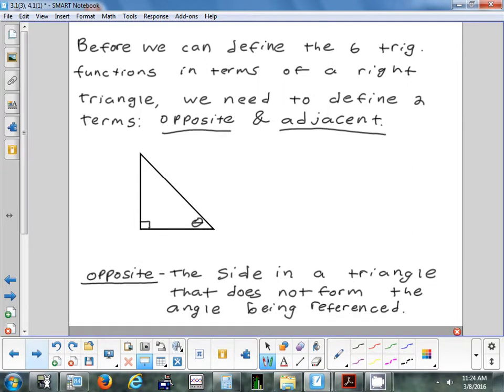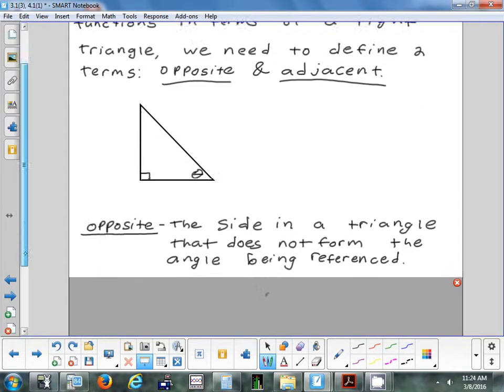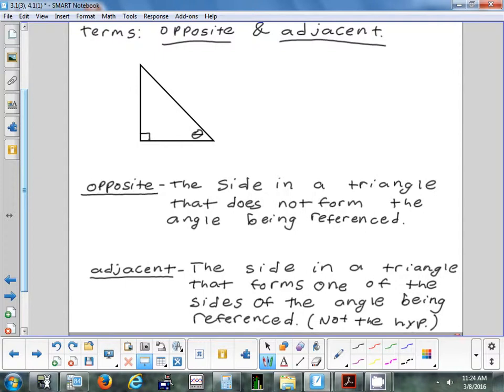So if I put the angle in the bottom, opposite is the side that does not form the angle. It's the side that's farthest away. In other words, if I took this side away, I'd still have an angle right there. Okay? So it's the side in the triangle that doesn't form the angle that we're talking about. It's the farthest away, opposite. Okay, and then adjacent is the side in the triangle that does form the angle. Okay, and if you took that side away, you wouldn't have an angle anymore.